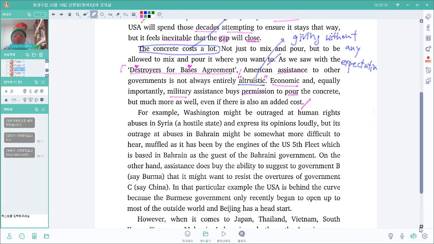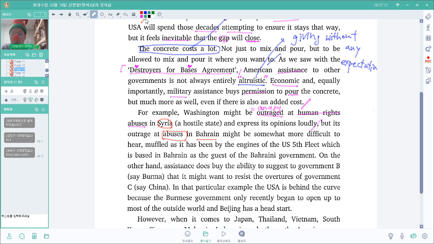For example, Washington might be outraged at human rights abuse in Syria and express its opinion loudly. America will be quite angry and speak loudly in the international world about human rights abuses in Syria, because Syria has a hostile relationship with America. So America will blame the Syrian government. But when the same thing happens in Bahrain, outrage at abuse in Bahrain might be somewhat more difficult to hear.